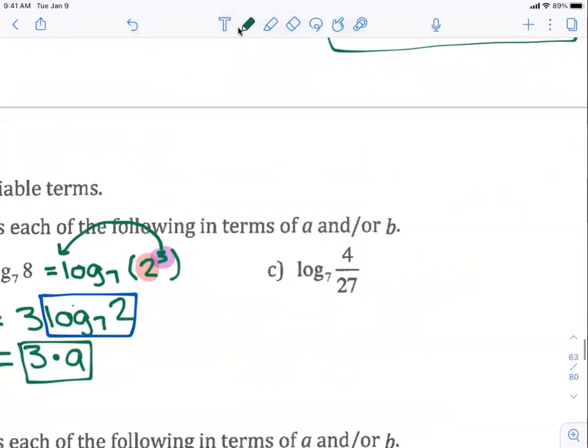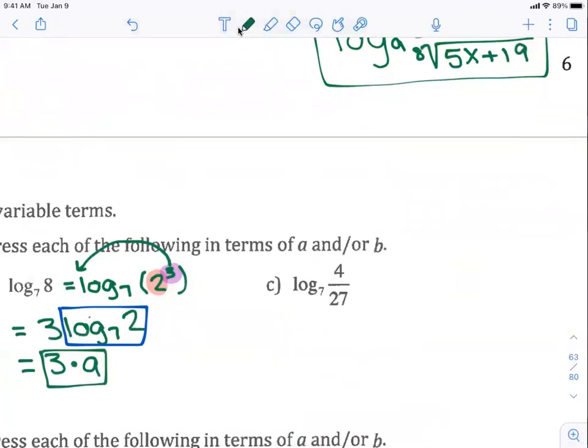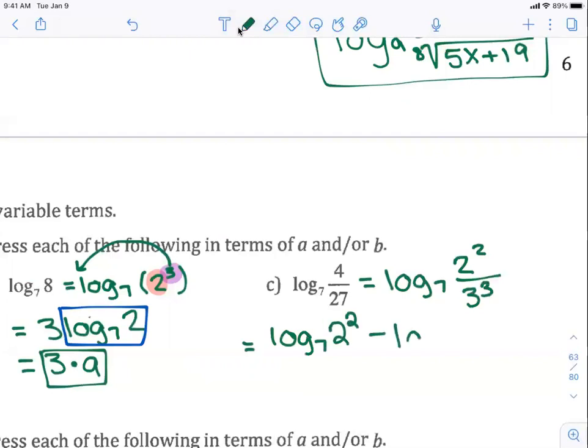Okay, part C, again, I've got 4 and 27, but I want to write it in terms of my magic numbers, 2 and 3. Those are the numbers that I want to change it to, just those numbers. So I know on the top, for instance, that's the same thing as saying 2 squared, and the 27 is the same thing as saying 3 cubed, right? Okay, perfect. 2s and 3s, that's what we were talking about. Because it's division, I can go ahead and expand it. I can say log base 7 of 2 squared minus, because division turns into minus when I'm expanding it, log base 7 of 3 cubed.